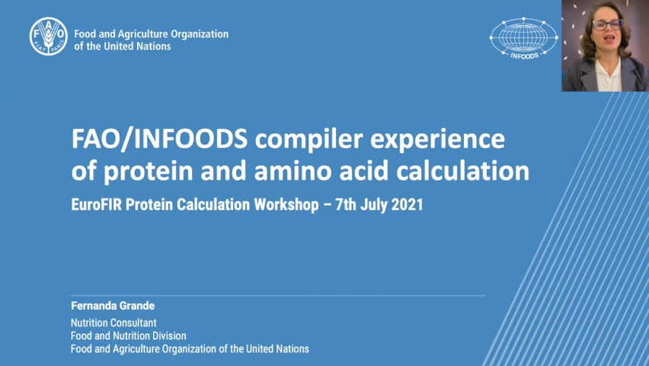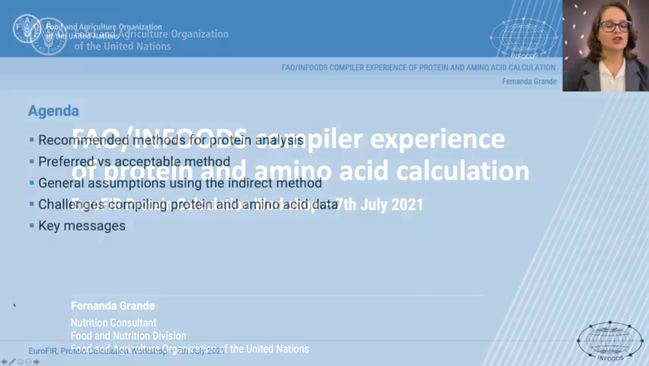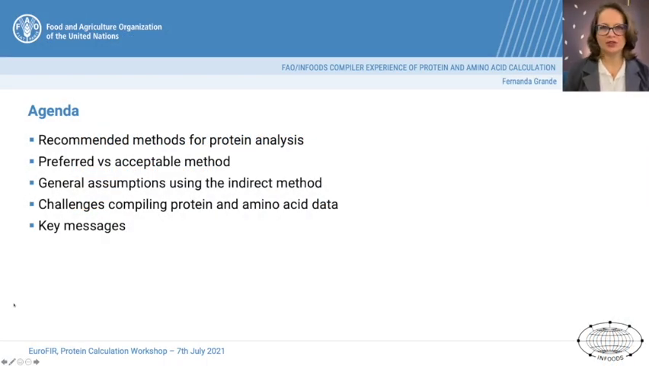So in my presentation, I will show my experience as a compiler collecting and calculating protein and amino acid data following FAO and INFOODS standards and guidelines. My presentation will cover a brief introduction regarding the recommended methods for protein analysis, a comparison of the preferred and acceptable methods, the problems with the general assumptions when we use the indirect methods, and challenges when compiling protein and amino acid data, and at the end I will give you my key messages.